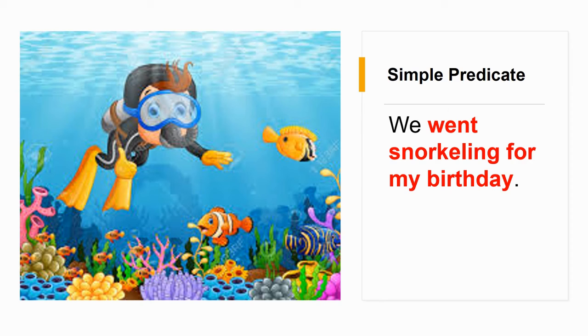But notice that word before snorkeling. What is that word? Went. And we know that went is a helping verb. And so when we write our simple predicate, we have to put went snorkeling. Alright? So went snorkeling is the simple predicate.